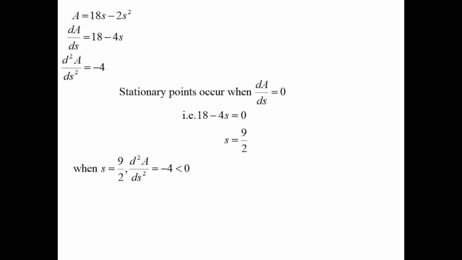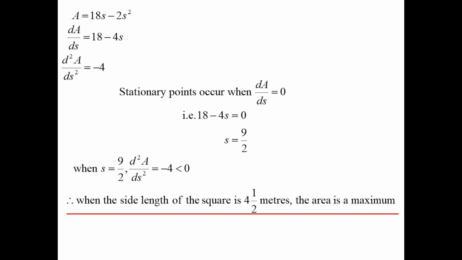Second derivative is actually a constant -4, so it's less than 0. So when the length of the square is 9 on 2, 4.5 metres, the area is going to be a maximum. We've solved our problem.